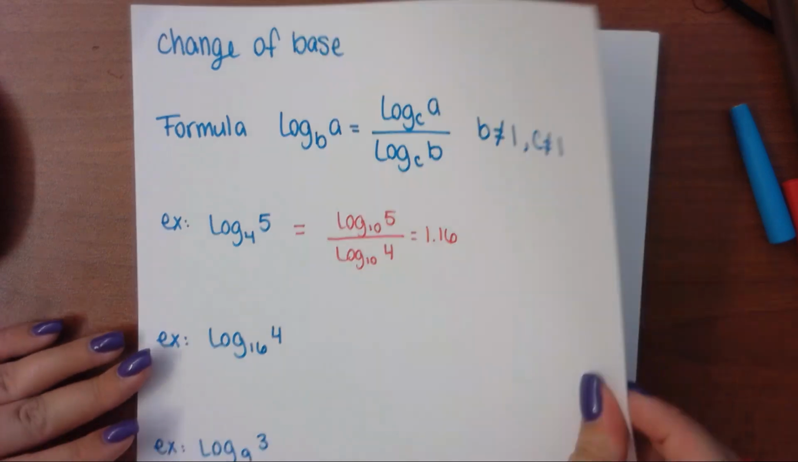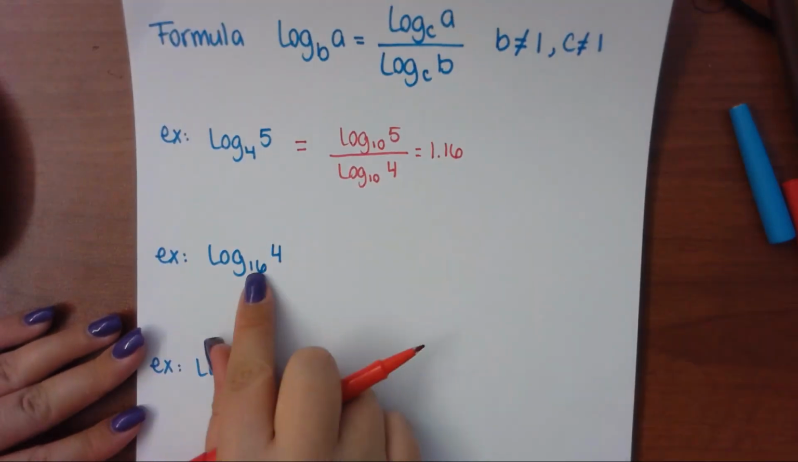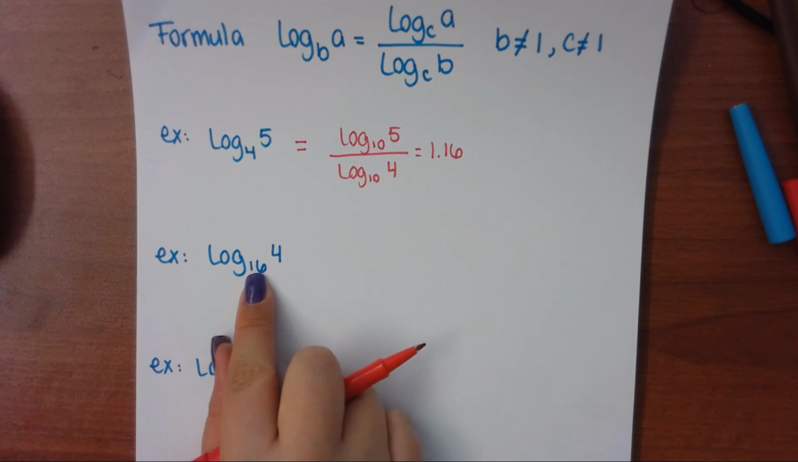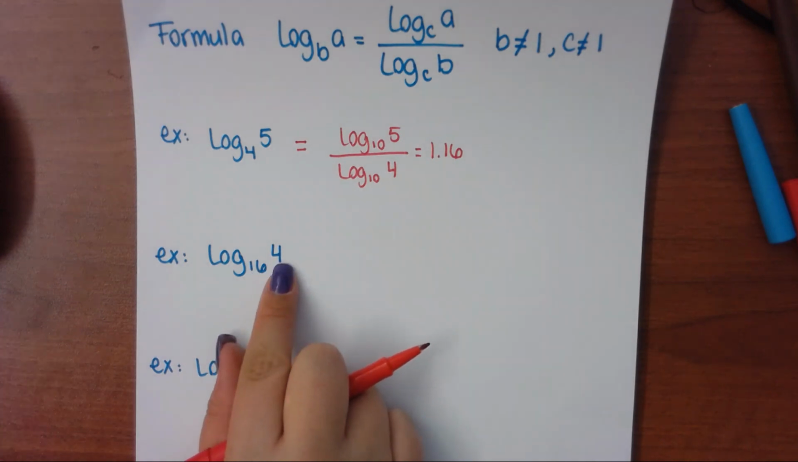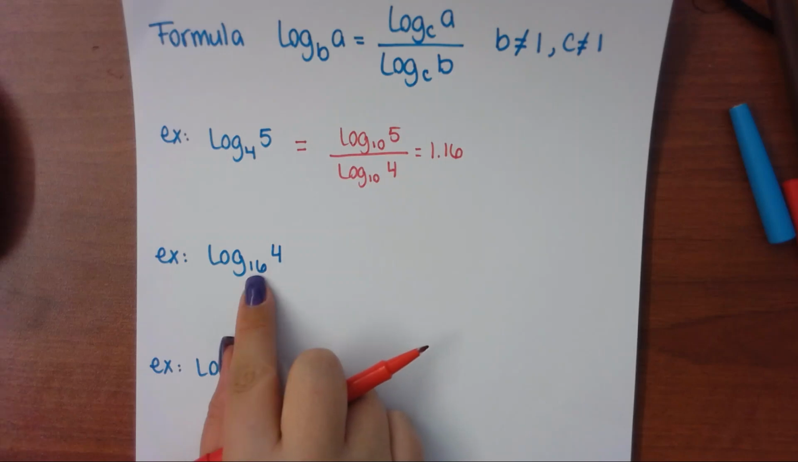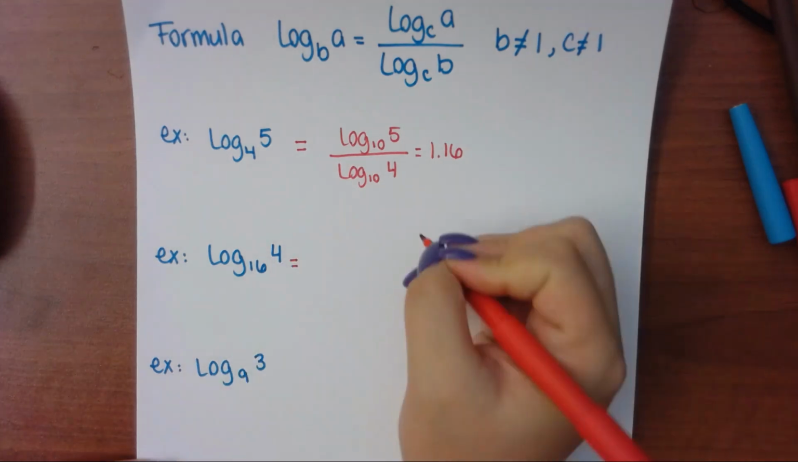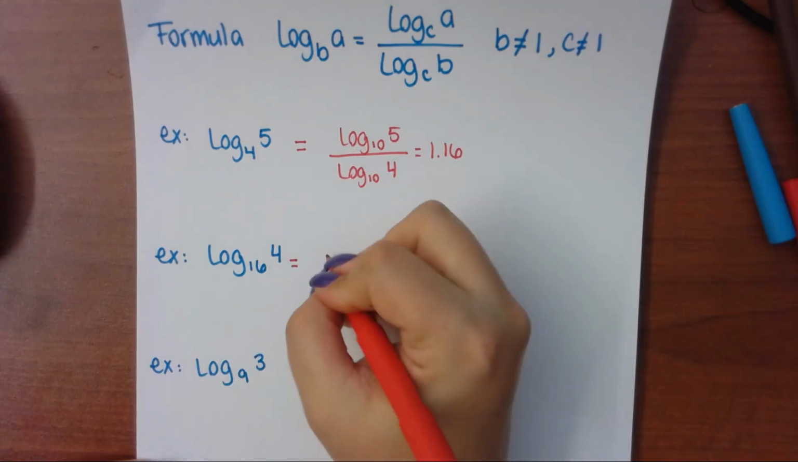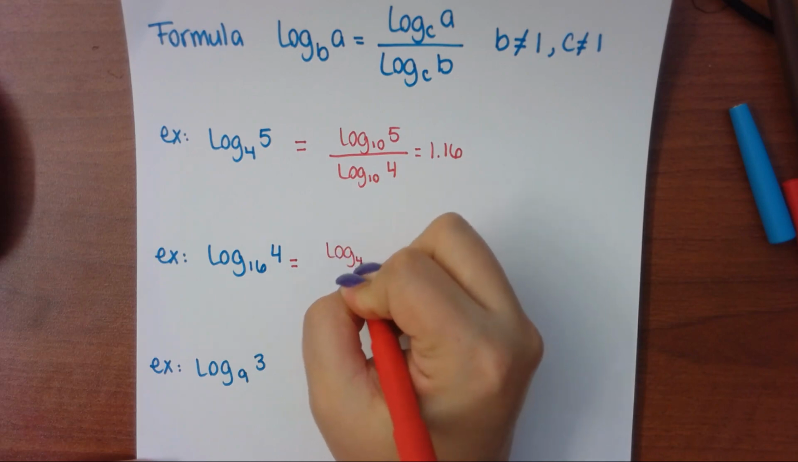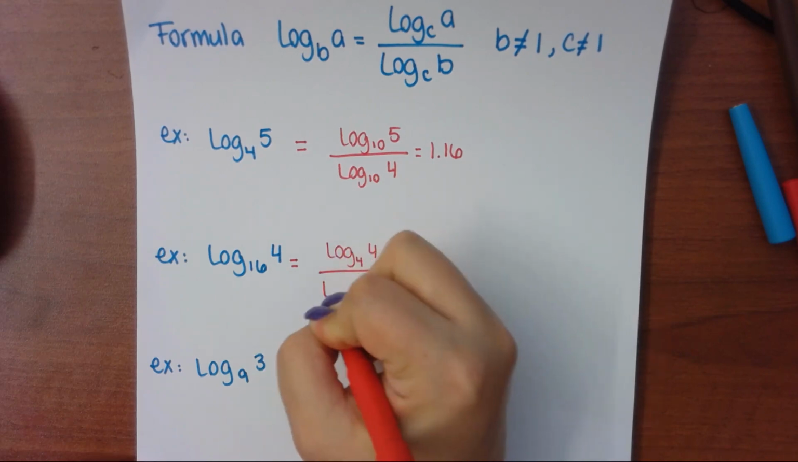Another way is to think about a number that you can make the base. So I know that 16 and 4 can be written as either 4 squared, 16 can be 4 squared, or it could be 2 to the power of 4. So I have choices here, and I'm going to use 4. I'm going to choose 4 as my new base. So I'm going to say log base 4 of 4 in the numerator over log base 4 of 16.